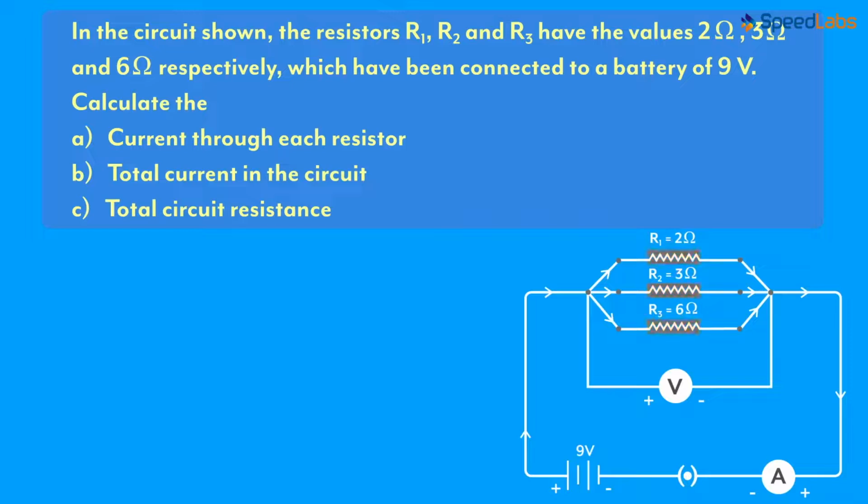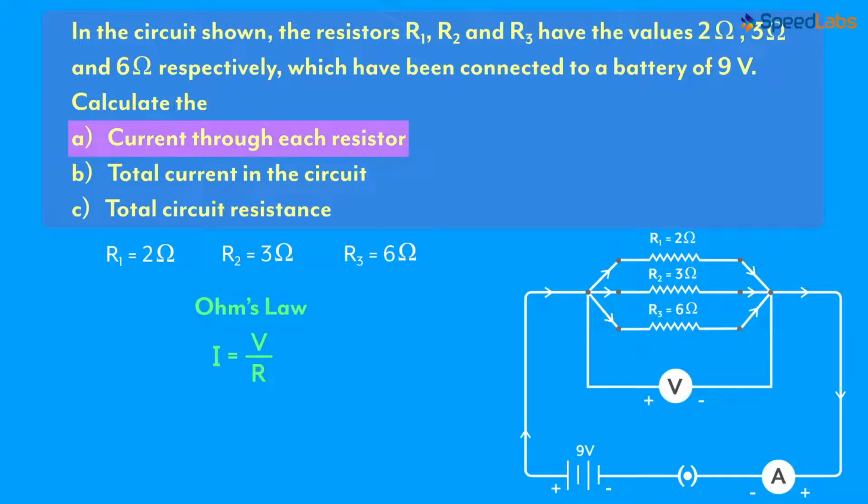Three resistors are connected in parallel and we've been given their values. In part A, we've been asked for the current through each resistor. According to Ohm's law, the current is equal to the potential difference across the resistor over its resistance. We have the values of resistances across each resistor.